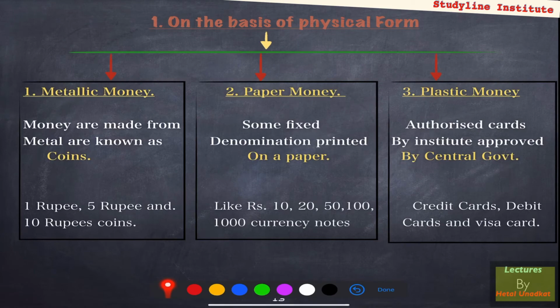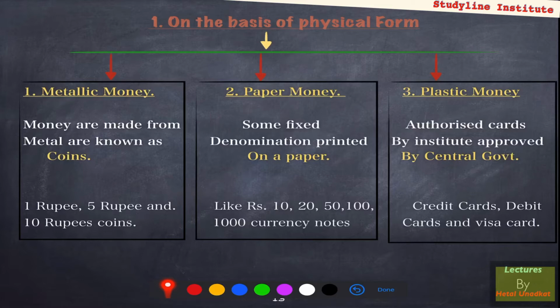So the first type is on the basis of physical form. Physical means that you can have it in your hand. The first one is metallic money. It means coins. We have a 2 rupees coin, a 1 rupee coin; that is the coin. The second one is paper money. We have a note. Paper, that is, notes. So the 10 rupees note and the 20 rupees note all come under paper money.